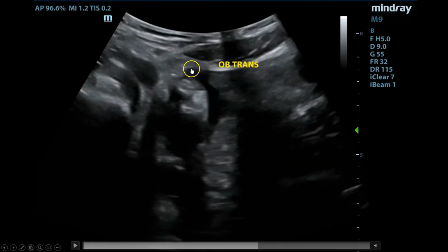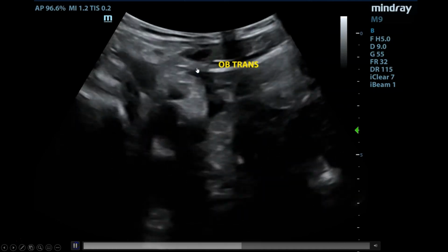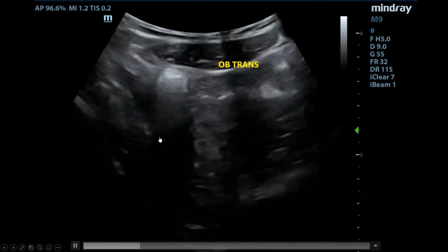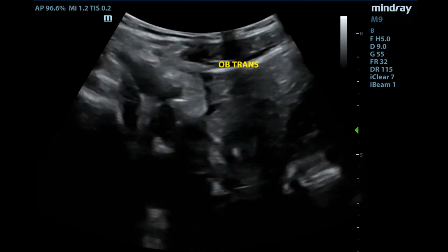And then we're going to point out that right here you can see that it is an amount of anechoic fluid that isn't bounded by any obvious structure, and it's spreading through that area. So that would be suggestive of potentially free fluid from something. It can be normal, but at the same time it can be very abnormal.